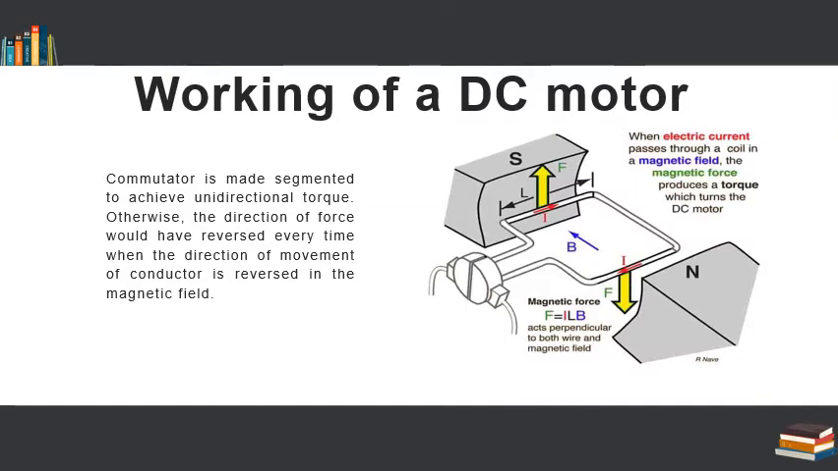When electrical current passes through a coil in a magnetic field, the magnetic force produces a torque which turns or rotates the armature of the DC motor. The direction of this force can be determined by using Fleming's left-hand rule.